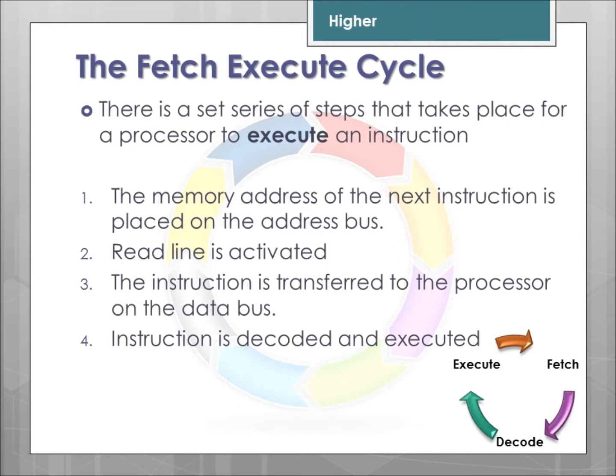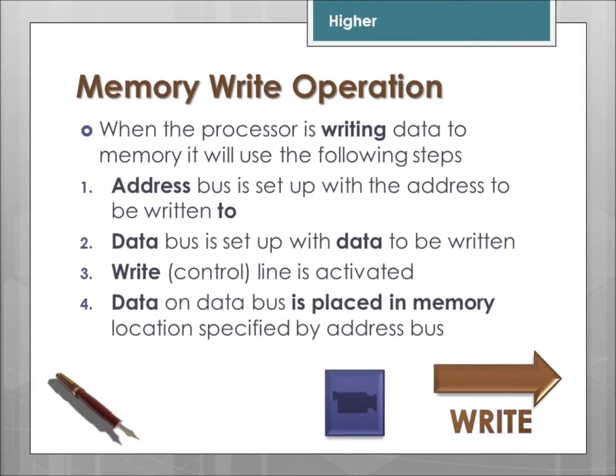In the fetch execute cycle, there's a set series of steps that have to take place for a processor to execute, to operate, to deal with an instruction. It has to get the address of where the next instruction is going to be. It'll place that on the address bus. It'll activate the read line, and the instruction is transferred to the processor through the data bus, and it's then decoded and executed. Now this would just go around in a constant cycle. However, there's two main set steps that have to be dealt with.